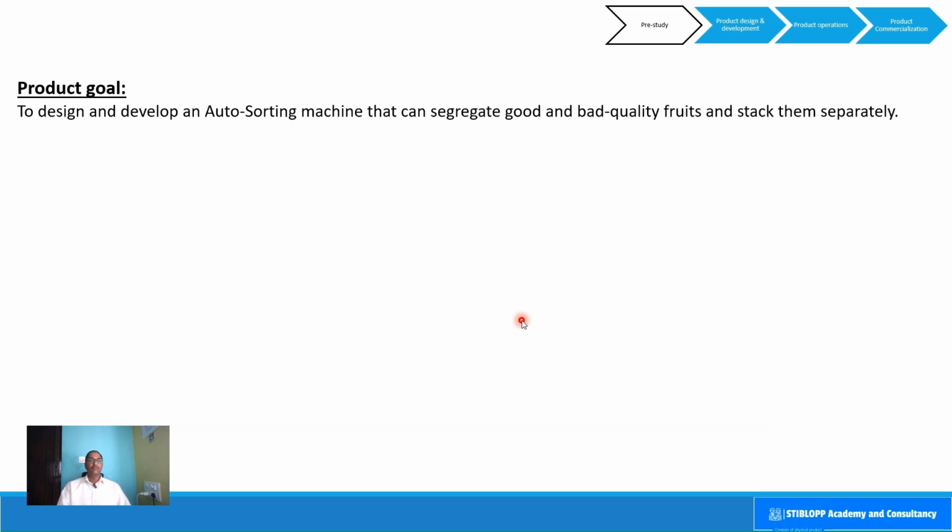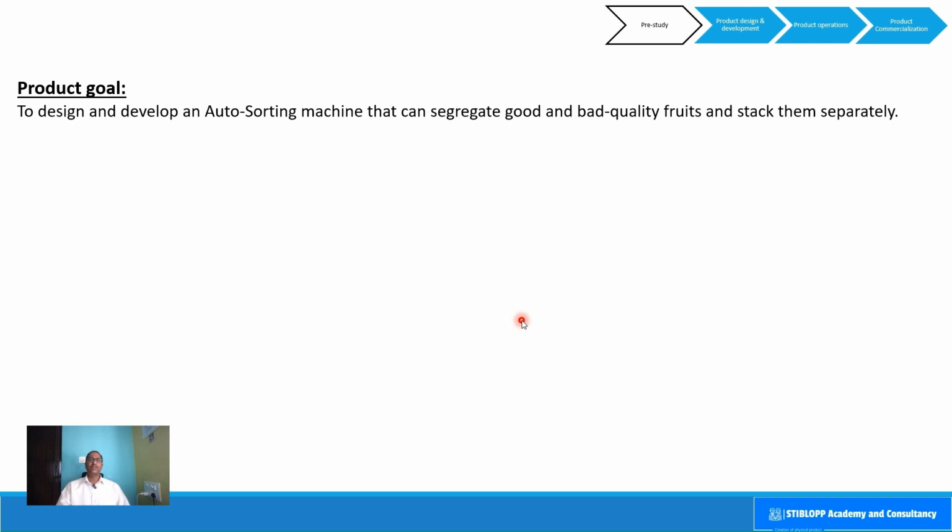Now moving on. Before developing a new product, we have to define the product goal. What is a product goal? The product goal is a purpose which the product wishes to fulfill in a certain amount of time. Here the product goal is to design and develop an auto sorting machine that can segregate good and bad fruits and stack them separately.